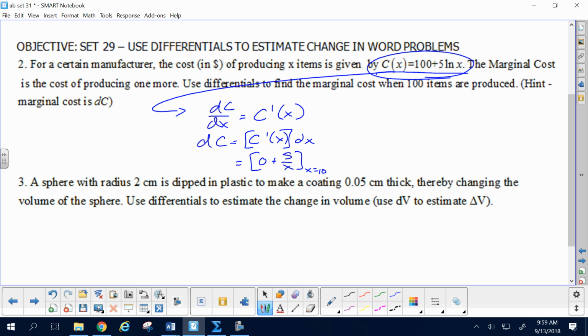100. And dx is how much, x stands for the number you're going to produce. So dx stands for how the number you're going to produce is going to change. How much are we going to change the number of production by? 1. We want to know the cost of 1 more. And so the cost of 1 more would be 5/100 in dollars, that is 20 cents. That next one will cost 20 cents to produce. You follow?